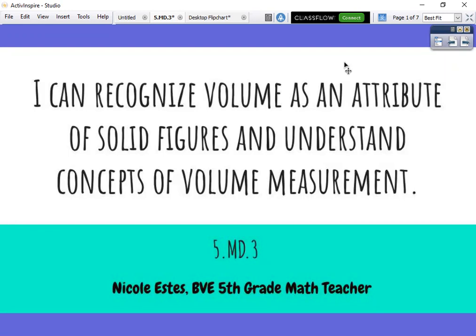Our I can statement for today is: I can recognize volume as an attribute of solid figures and understand concepts of volume measurement.